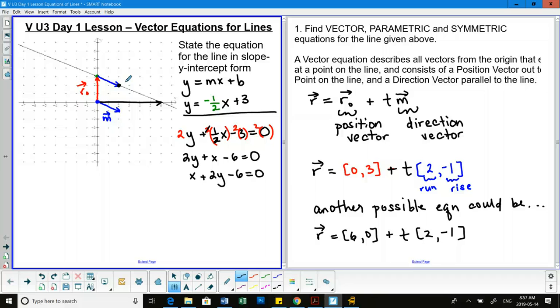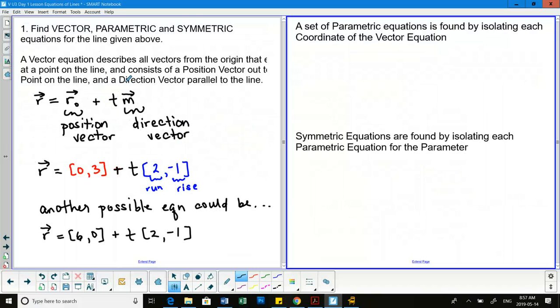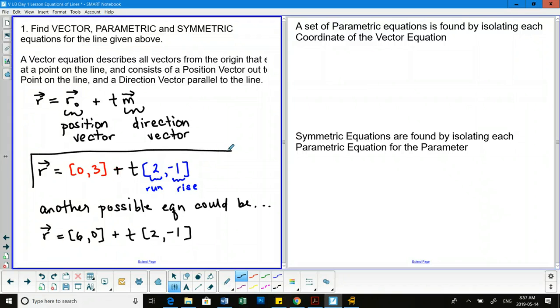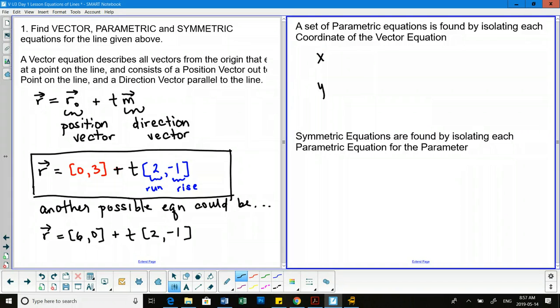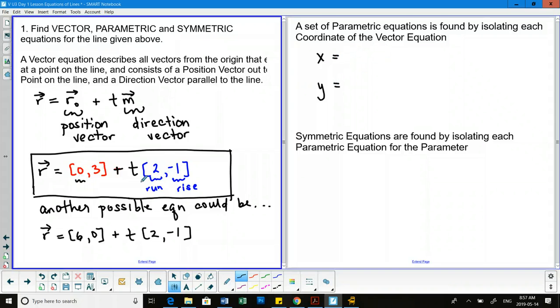We're going to do parametric and symmetric on the next page. A set of parametric equations can be found by isolating each coordinate of the vector equation. So essentially, I express the x components and the y components in two separate equations. I'm going to work off of my original one. But again, be aware, if I have a different position vector, I can do the same thing. So the parametric equations are going to be x equals and y equals. For the x components, we would have 0 and 2t.